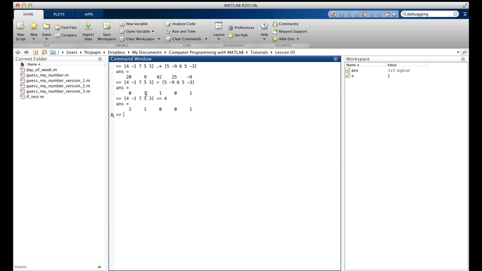In that case, each element of the array in turn serves as one operand of the relational operator, while the single scalar serves as the other operand, and the result is an output array of the same size as the input array. So 4 less than or equal to 4 is evaluated, which is true and gives 1. Then minus 1 is less than or equal to 4 is evaluated. That's true, that gives 1. Then 7 is less than or equal to 4, which is false, gives 0, and so on. And the result is an output array that's the same size as the input array.